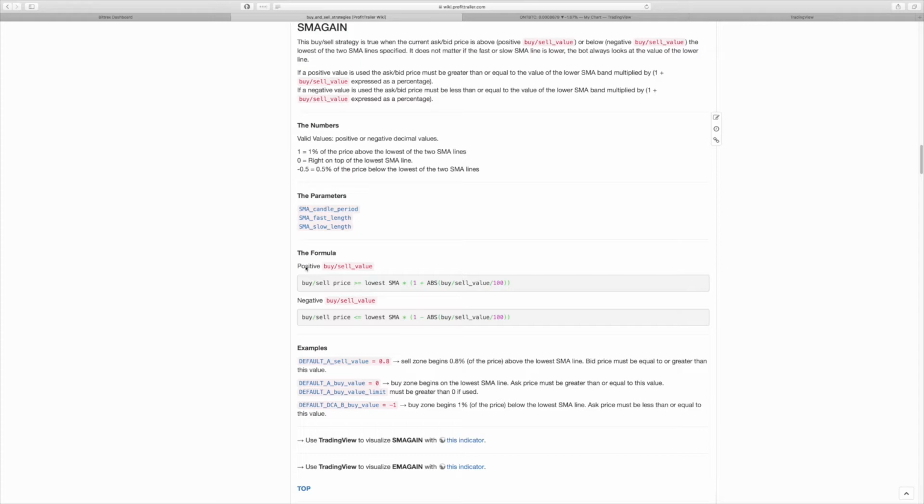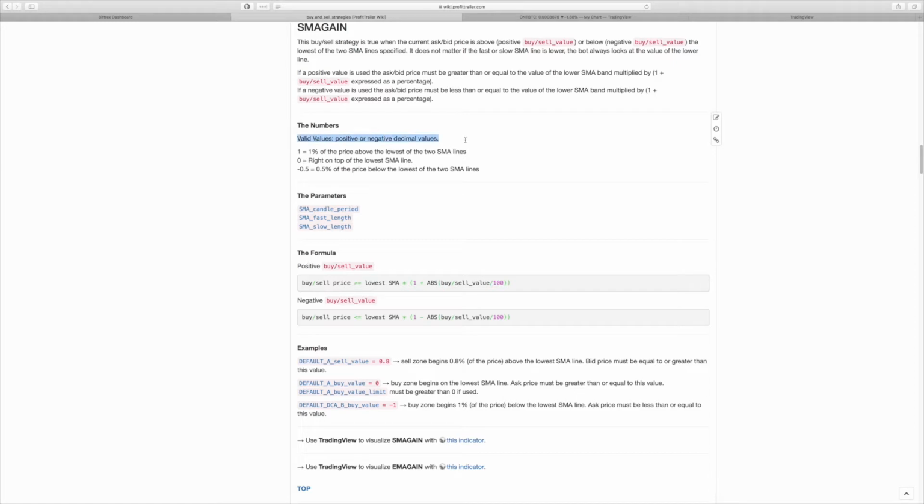So if you set a buy value of, say, negative 0.5, that means it's going to set its threshold to buy at 0.5% below the lowest of the two SMA lines on the price chart. I'll show you what it looks like here in a little bit, but that's really the gist of what we're getting at here. So with a negative buy or sell value, it's going to buy or sell below the lowest SMA line, and if you have a positive buy or sell value, it's going to buy or sell above the lowest SMA line on your chart.